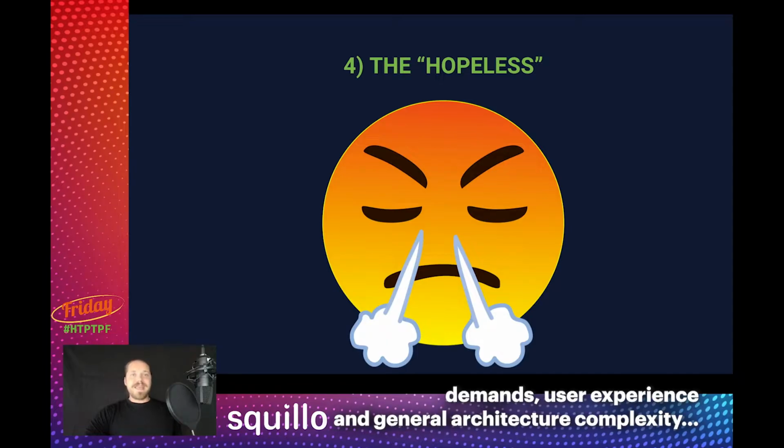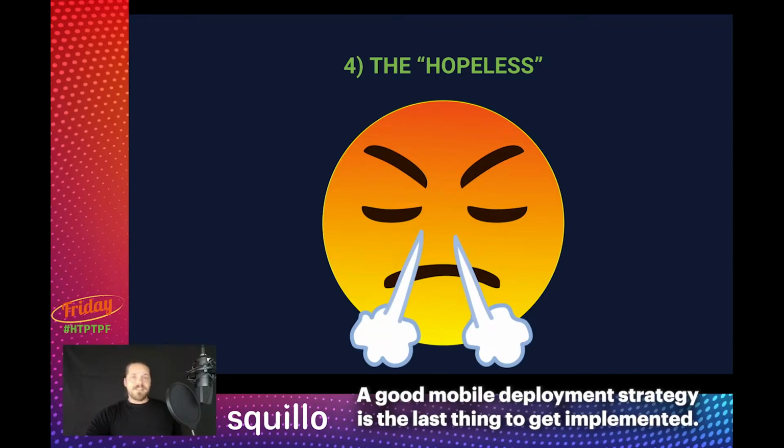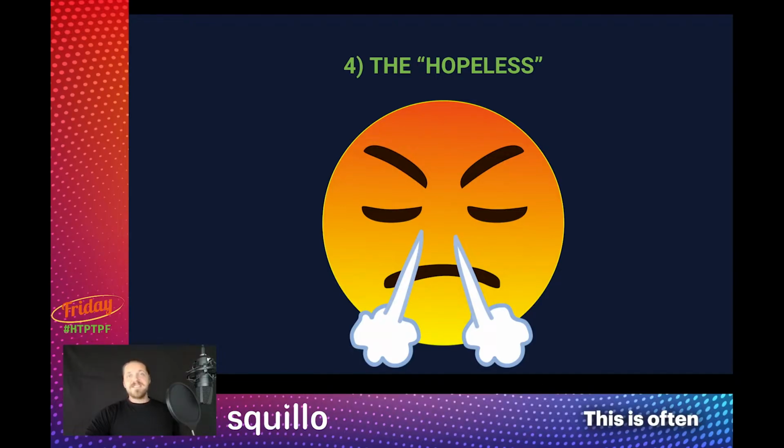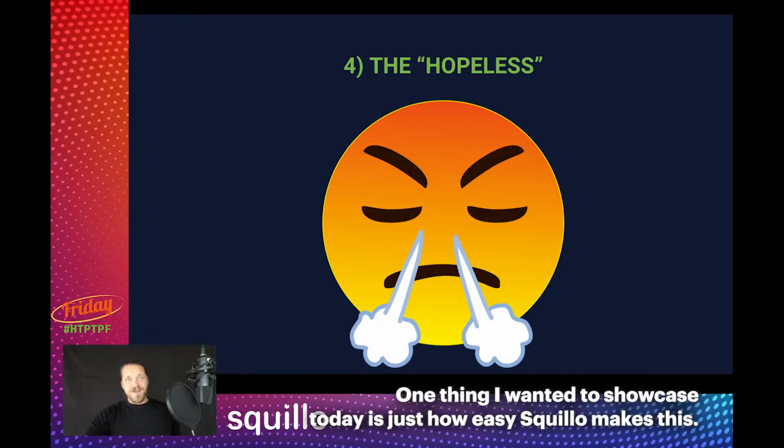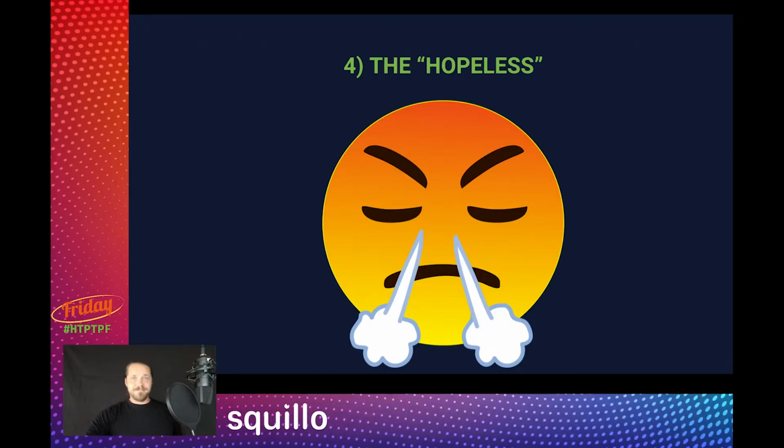Between all the feature demands, user experience, and general architecture complexity, a good mobile deployment strategy is the last thing to get implemented. This is often because you can't afford to spend time on it until you know the app or feature is successful. One thing I wanted to showcase today is just how easy Squillo makes this.